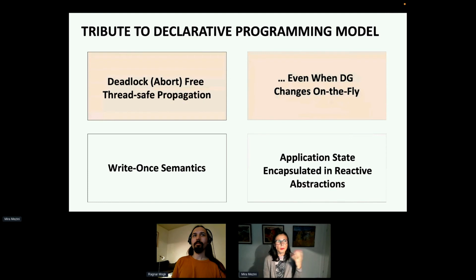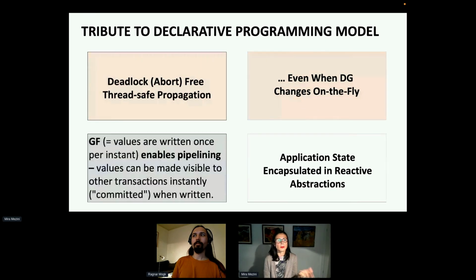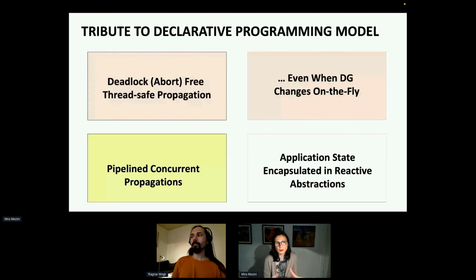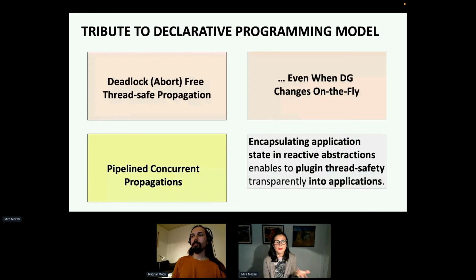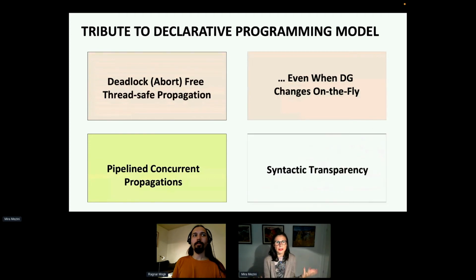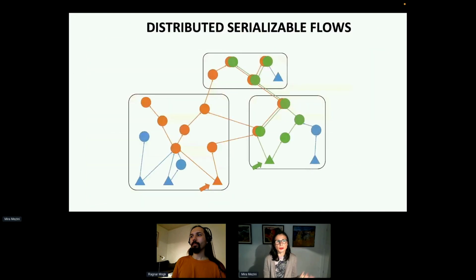The write-once semantics enables pipelining of the execution of the flows. Whenever a value is written, it can be committed right away. And the fact that we encapsulate the application state into reactive abstractions enables plugging thread safety into existing applications, this syntactic transparency. And this property extends also to distributed flows.